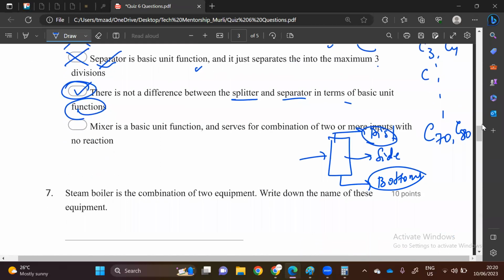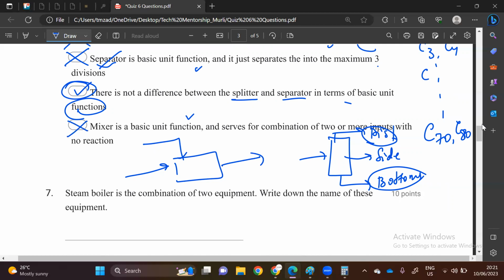And the next one is mixer. Mixer is a basic unit function, that's correct. It serves for combination of two or more outputs with no reaction. That's correct. Yes, we can have 2, 3, 4 different streams, and it will be given as one at the end. And also there is no reaction occurring. The main aim for a mixer is to prepare the inlet for a reactor, for a distillation column, for the other units as well. The last variant is also correct.